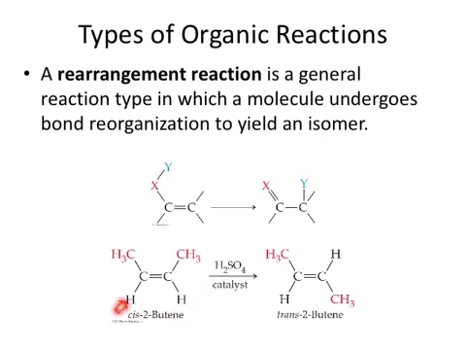And so one example of this is if you started with a cis alkene, right, under acidic conditions with a catalyst, you could get it to convert to its trans form. So you've rearranged the molecules here, but you still have the same number and kinds of atoms within the molecule.